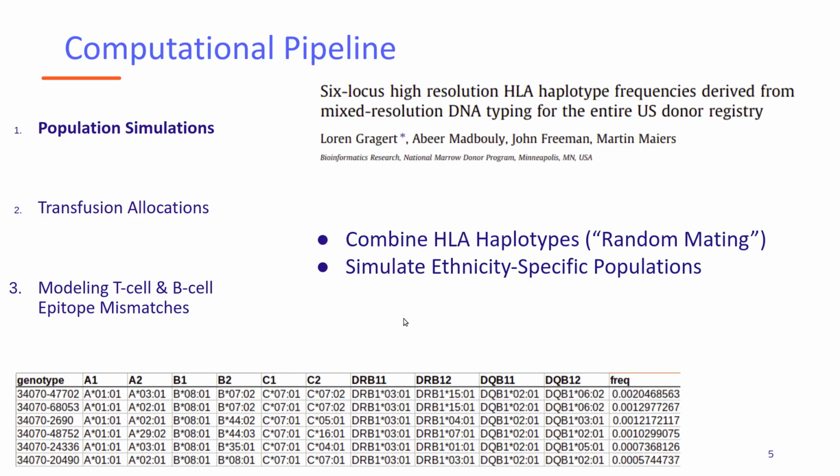We came up with a computational pipeline. The first step in this is to do some population simulations. We looked at some NMDP haplotype frequencies and paired them together in a process of random mating to create these ethnicity-specific populations. These populations are defined by the members' HLA types and also the expected frequency for how often we would expect them to show up.